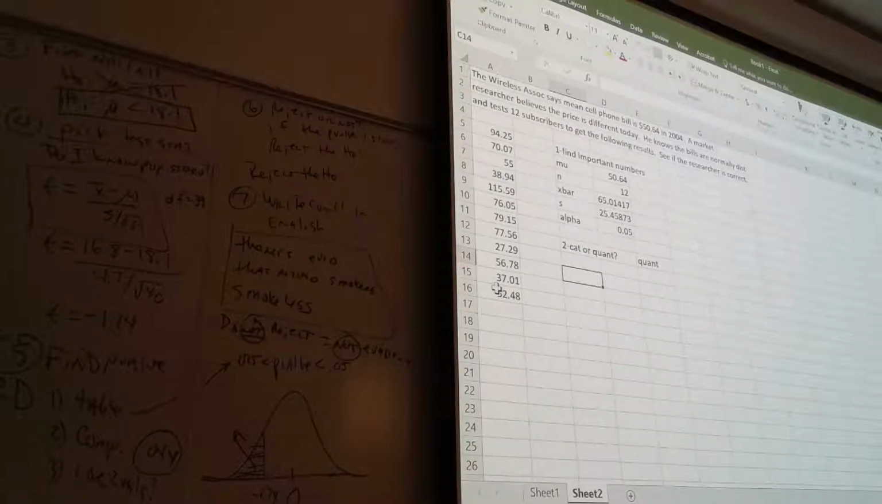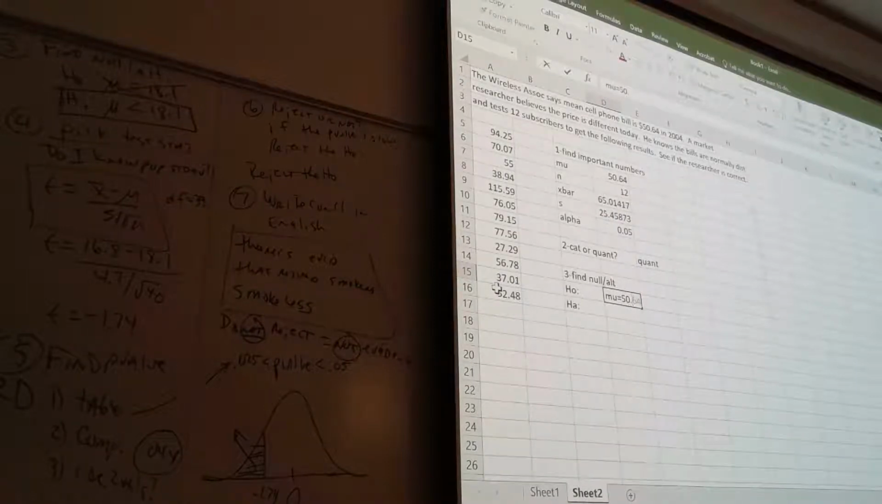Question 3 is what? Question 3 is to find the null and the alternative. The null hypothesis and the alternative hypothesis are... First one would be mu equals 50.64. Okay. Who agrees with them? 1, 2, 3, 4, 5, 6, 7, 8. Who disagrees? Buck, you didn't raise your hand. I agree. You agree, okay. All right.